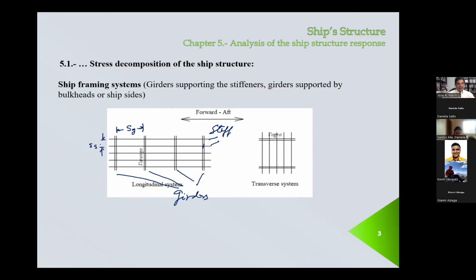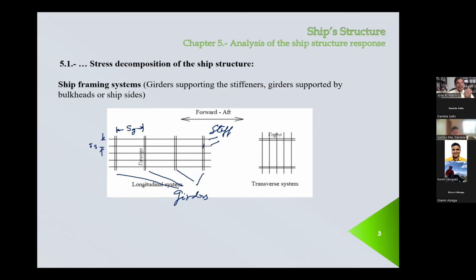In stiffeners, you see immediately that the girders, since they are stronger, have a larger spacing between them. Okay? I think that when you go and visit the structure of a ship, you should always take a quick look at these things. What type of framing do they employ? The spacing between girders, the spacing between stiffeners.